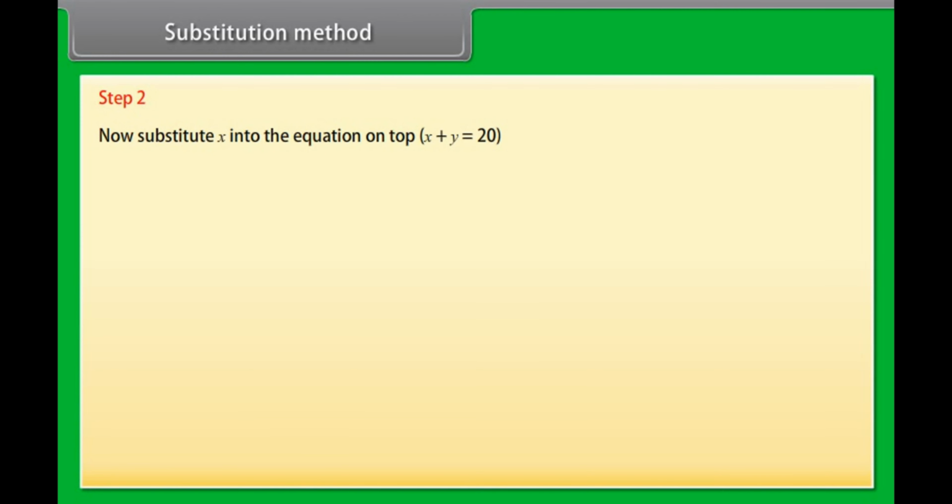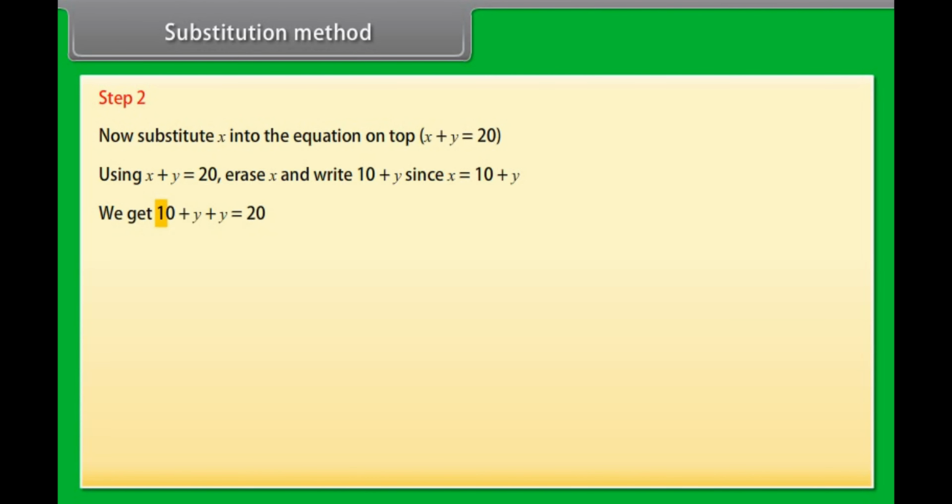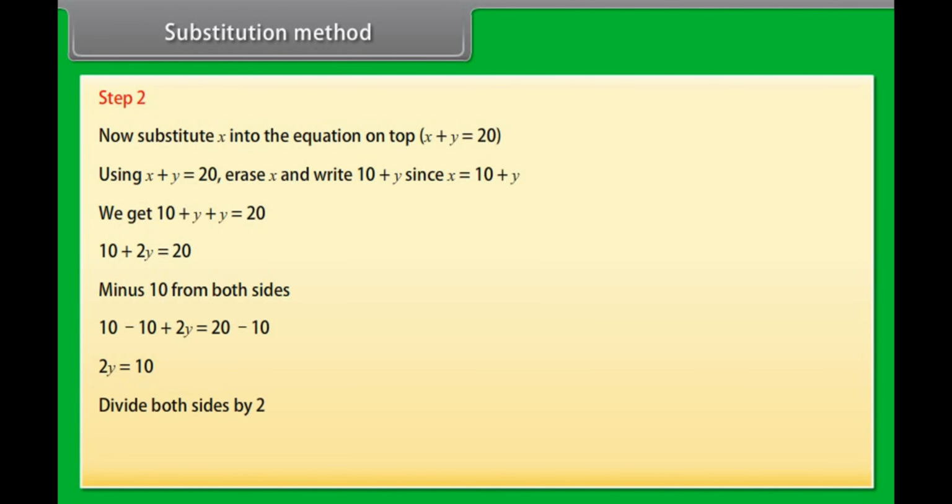Step 2. Now substitute x into the equation on top. x plus y is equal to 20. Erase x and write 10 plus y, since x is equal to 10 plus y. We get 10 plus y plus y is equal to 20, so 10 plus 2y is equal to 20. Minus 10 from both sides. 10 minus 10 plus 2y is equal to 20 minus 10. 2y is equal to 10. Divide both sides by 2. y is equal to 5.